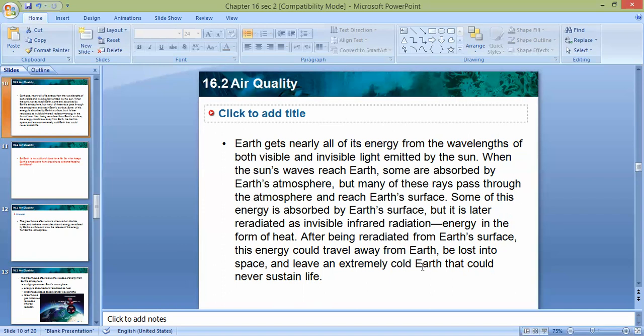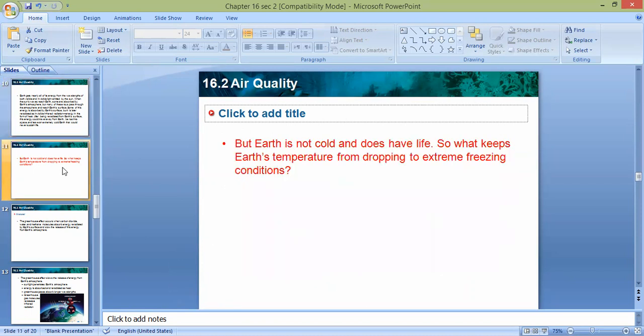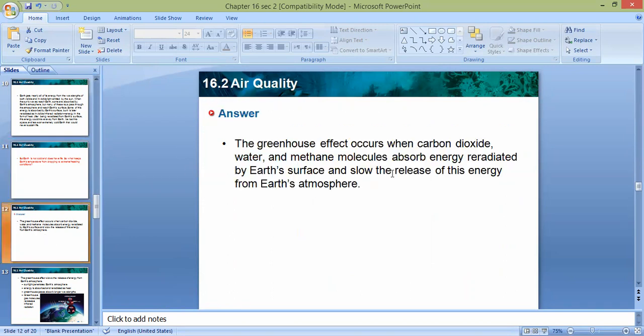Okay? After being re-radiated from Earth's surface, this energy could travel away from Earth and be lost into space, leaving an extremely cold Earth that could never sustain life. So the question: Earth is not cold and does have life. So what keeps Earth's temperature from dropping to extreme freezing conditions? It is the effect of carbon dioxide with other gases like methane and water, which make the greenhouse effect. So what makes the Earth suitable for life and keeps it warm is called the greenhouse effect.